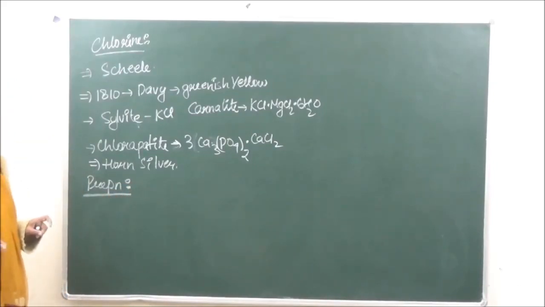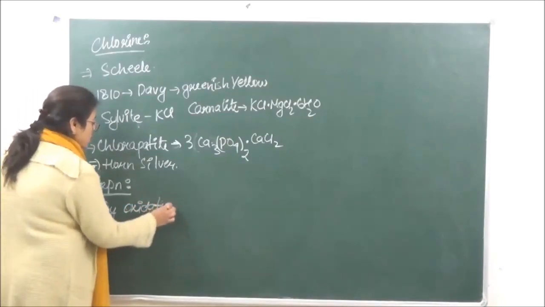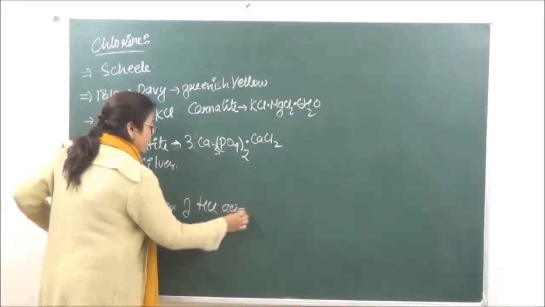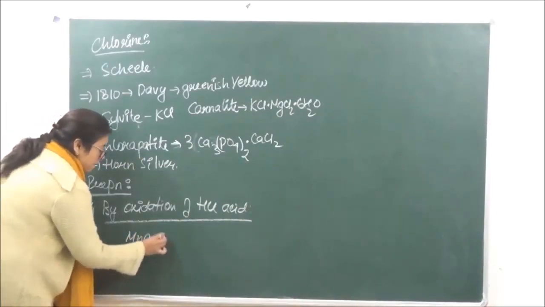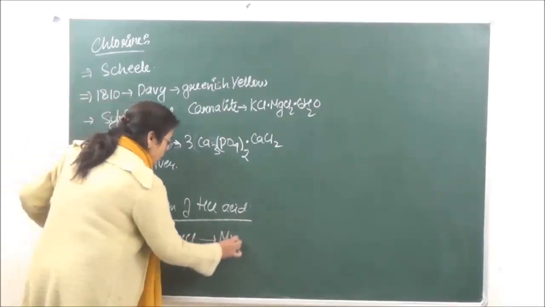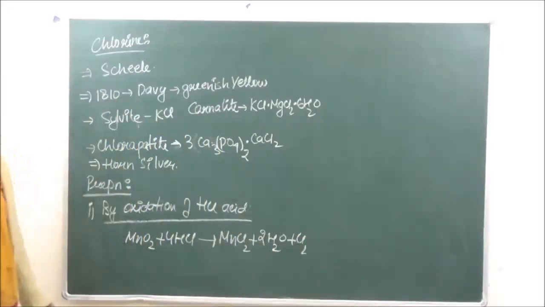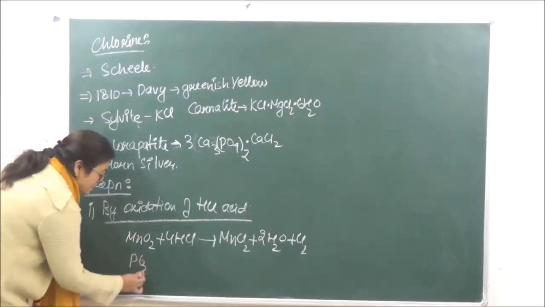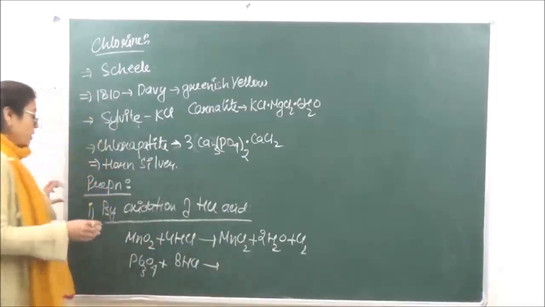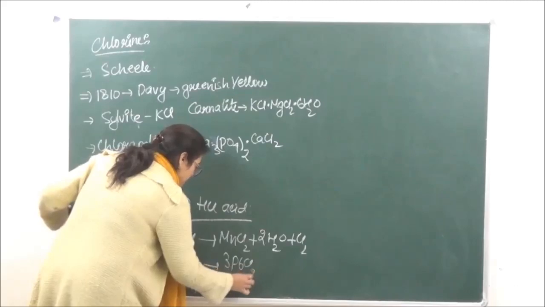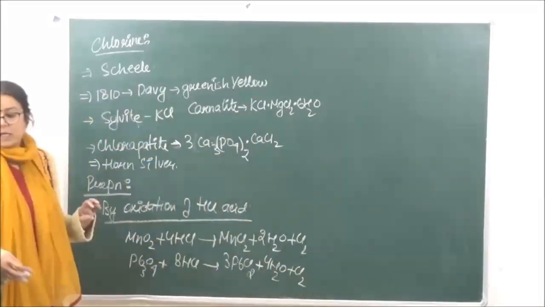Preparation जब हम chlorine का करते हैं, it is by the oxidation of hydrochloric acid. First method is by oxidation of hydrochloric acid. The oxidation of hydrochloric acid may be done with manganese dioxide to give us a greenish yellow gas, which is going to be chlorine. Also with red lead, that is Pb3O4, जब इसको हम लोग HCl के साथ react करते हैं, then it is going to give us chlorine, right? So this is how we can get chlorine.